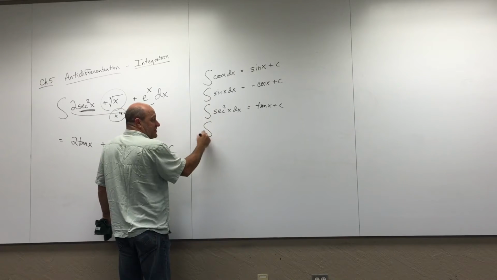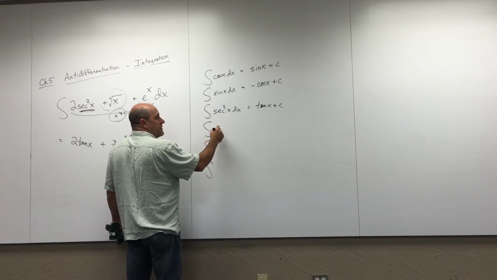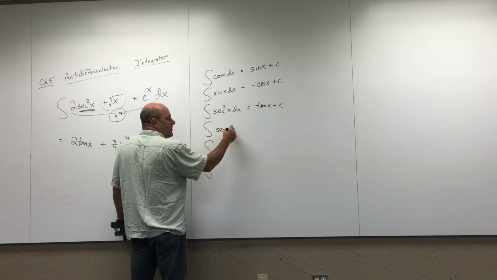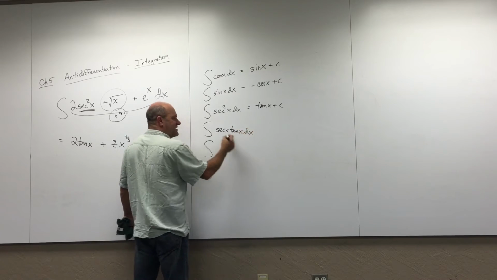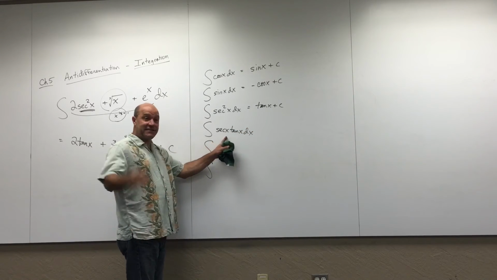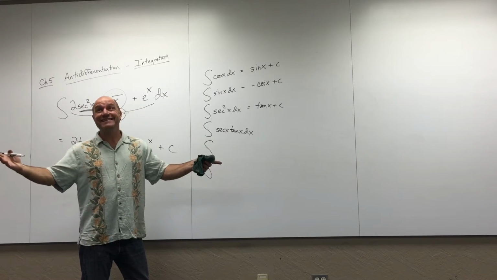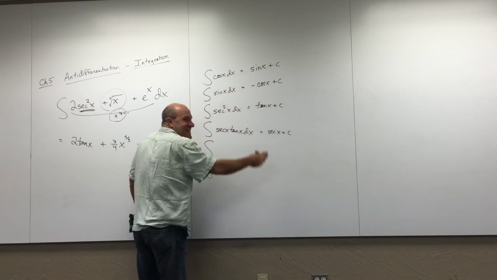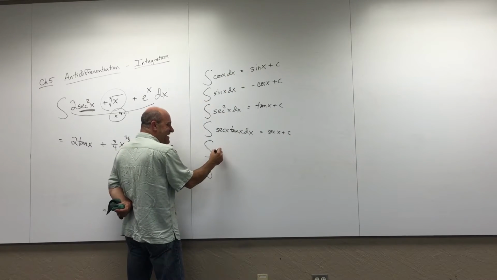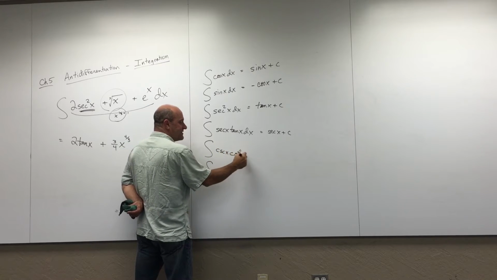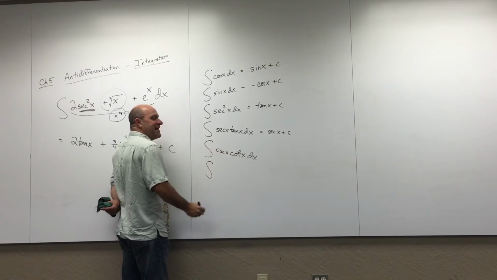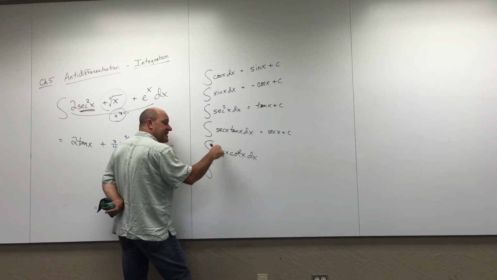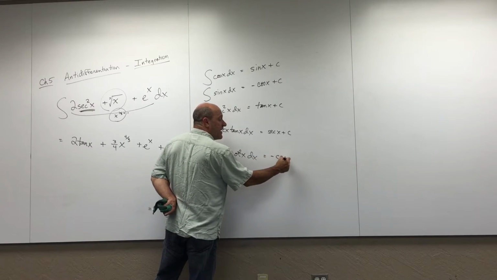If I wanted to keep going, I guess there's 3 more here. What are they? If I wanted to integrate secant x tangent x, why is that so easy? Because secant x tangent x is the derivative of secant. You guys are supposed to memorize those. What about cosecant x cotangent x? That was famous. That was the derivative of cosecant, but it had a negative sign on it, and since this doesn't have a negative sign on it, my answer has a negative sign on it.